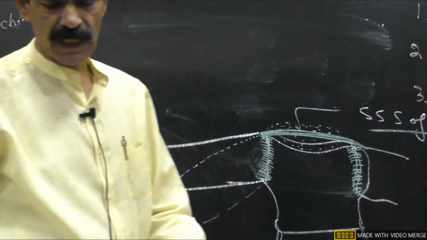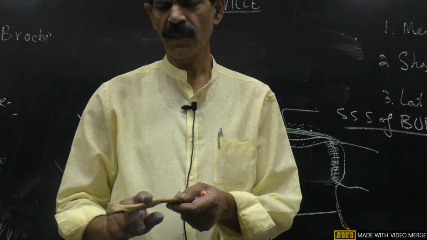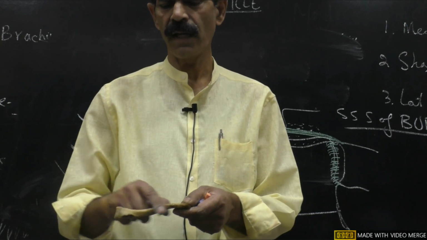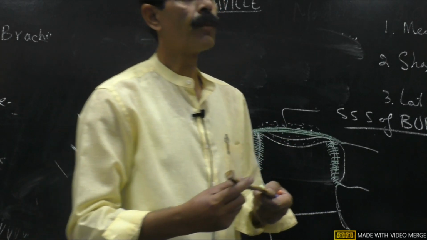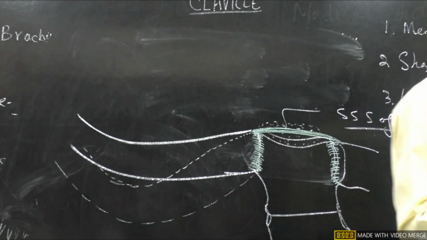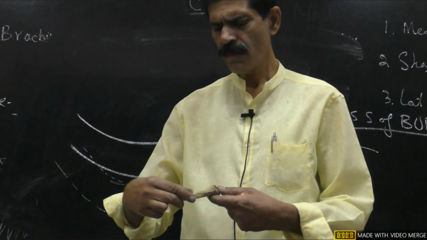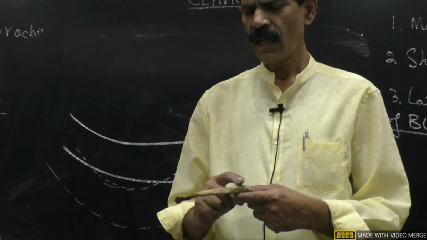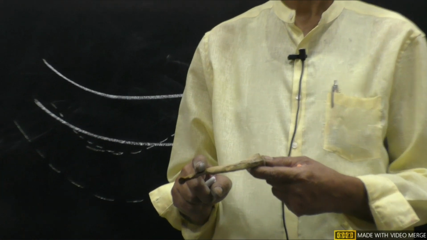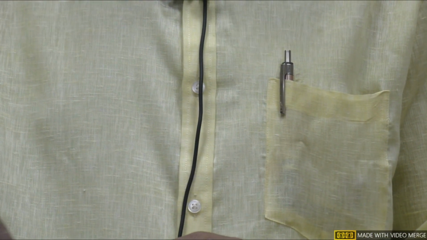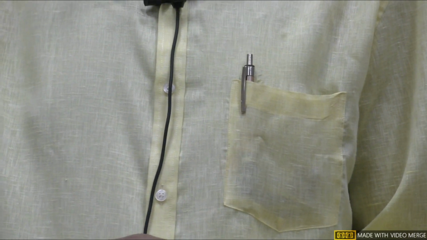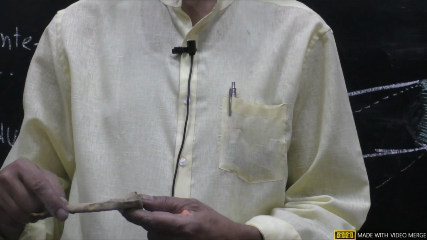And the shaft has four surfaces: superior, inferior, anterior and posterior. The borders are not well defined, but the surfaces are well defined in the outline. That is the superior surface. As you know, the superior surface is subcutaneous, just below the skin, and it is smooth. The anterior surface is rough. Why? Because it gives attachment of a muscle.